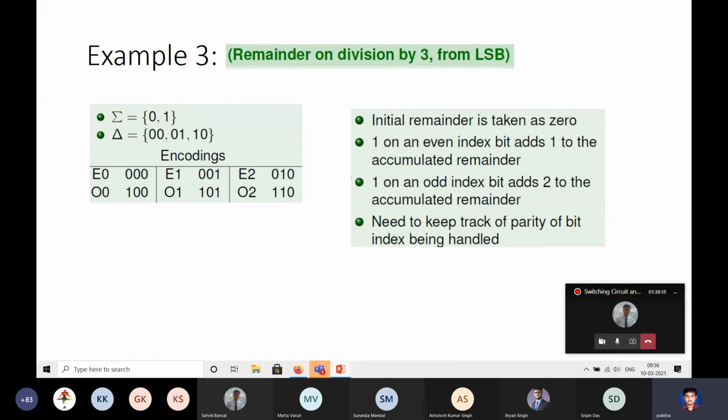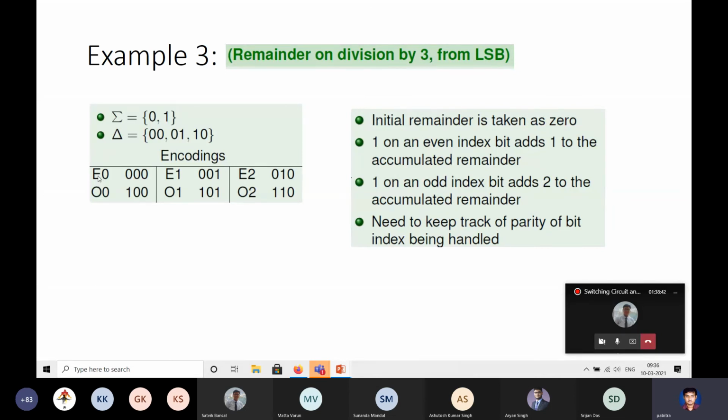Now I need to remember not only the current remainder, but also the index position of the next input that will be coming. It is an even numbered index or an odd numbered index. I need to remember these two. So naturally, I'll need 6 states.